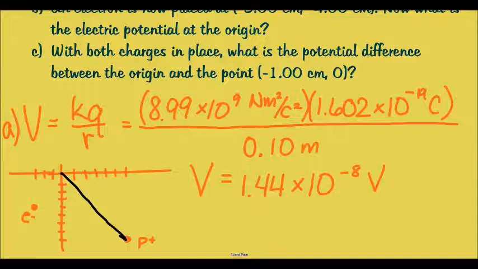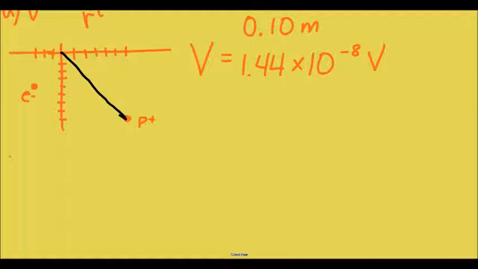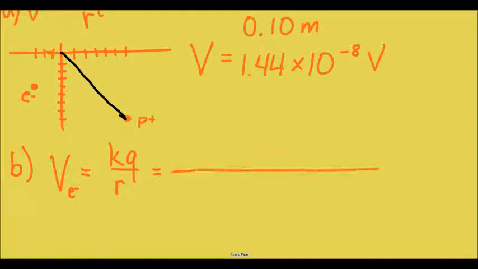Now we're asked for the total electric potential at the origin. Remember how I said that electric potentials are scalars? We can just add them. So here's what I can do. I can calculate the electric potential due to that electron by doing kQ over R. And then I can just add this number that I get to the answer that I got for part A to find my answer for part B.